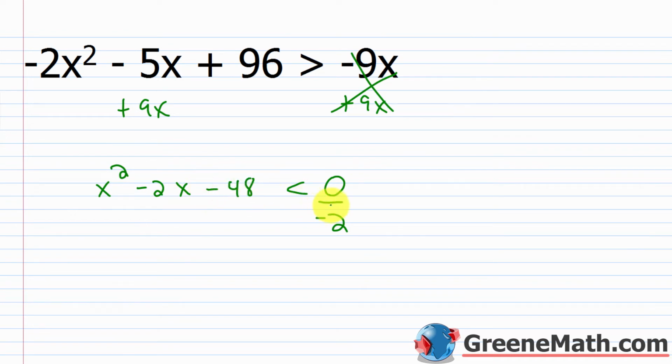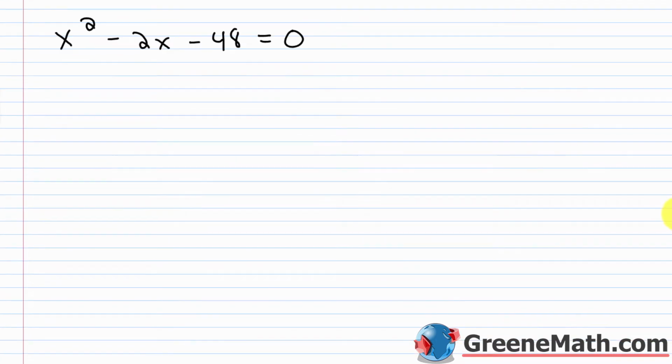And this is now less than 0 over negative 2, which is 0. All right, so this is going to be the inequality we're working with here. And I'm just going to change this into an equation. So I'll change this into x squared minus 2x minus 48 is equal to 0. I can easily solve this using factoring, or you can use the quadratic formula. It doesn't really matter. Let's just go ahead and use the quadratic formula so that we're consistent.